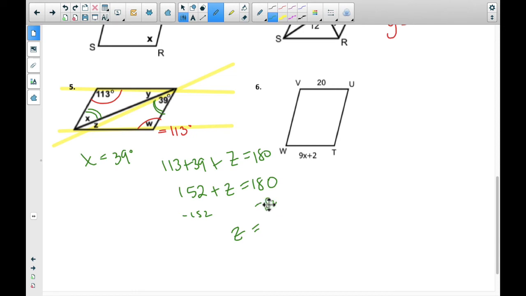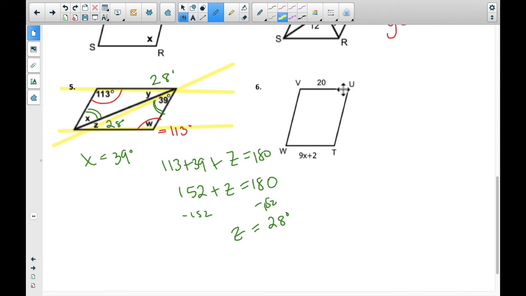And I get my answer, z is 28. So z here is 28 degrees. And if z is 28, then alternate interior angles says that y is also 28 degrees. So now we have all of them. This is 28, this is 113, this is 28, and x is 39. So we're done. That one took a lot of work.